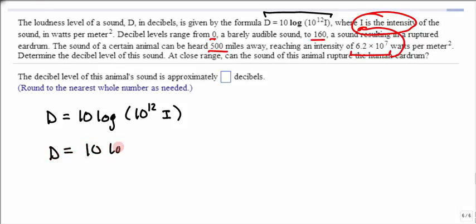10 log. Now this one's going to be a little bit tricky. It's 10 to the 12th. And then my intensity will be 6.2. So this is times 6.2 times 10 to the 7th. And again, that number is coming from right here. So let's go ahead and figure out D, which stands for decibels. Let's plug this into your calculator.